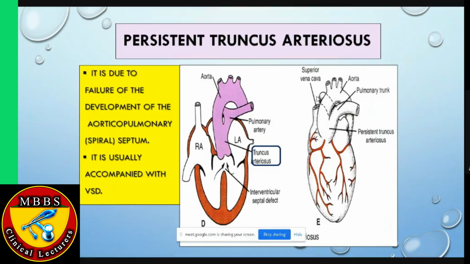Now, the persistent truncus arteriosus occurs normally due to the failure of the development of the aorticopulmonary septum. You can see that this is the aorta and this is the pulmonary valve, and there is no boundary, demarcation or septum formed. This will lead to the persistent truncus arteriosus. It is also accompanied by a ventricular septal defect. You can see that the membranous part of the ventricular septum is also missing.